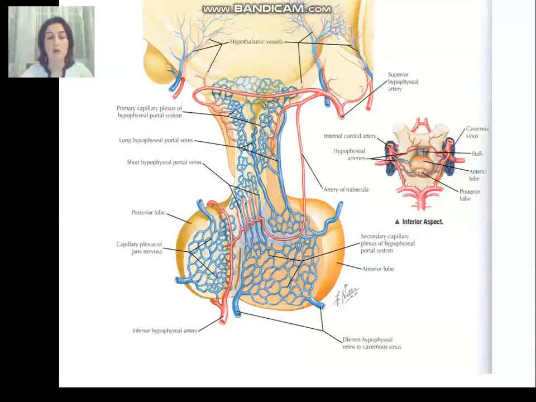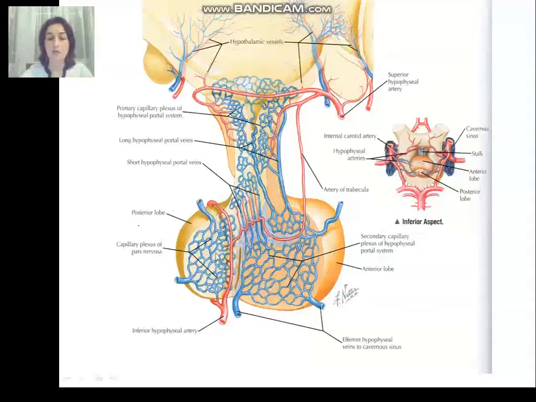We have to know that the hypophysis is supplied by two kinds of arteries, the inferior hypophyseal artery and the superior hypophyseal artery. Both of them are branches of the internal carotid artery. First of all, the inferior hypophyseal artery comes to the neurohypophysis. Inside the neurohypophysis, it forms a capillary network. Then from these capillaries arise venules, and they form hypophyseal veins, which carry blood out from the neurohypophysis.